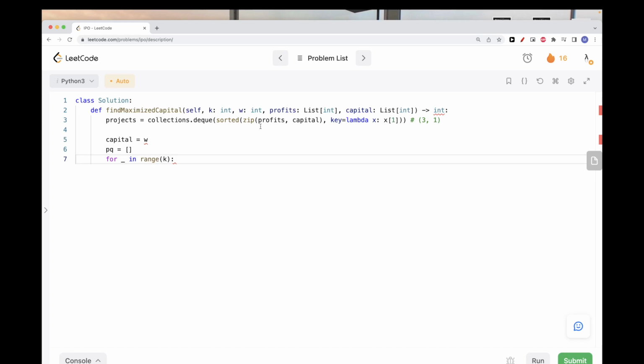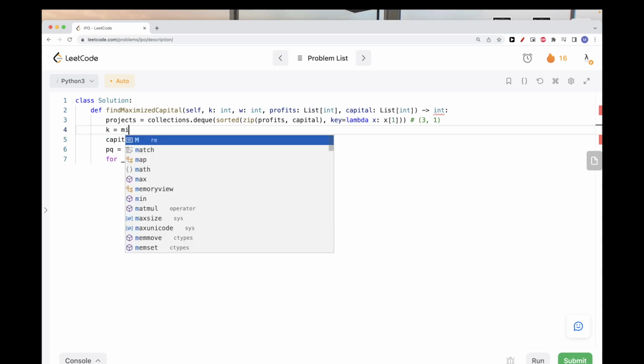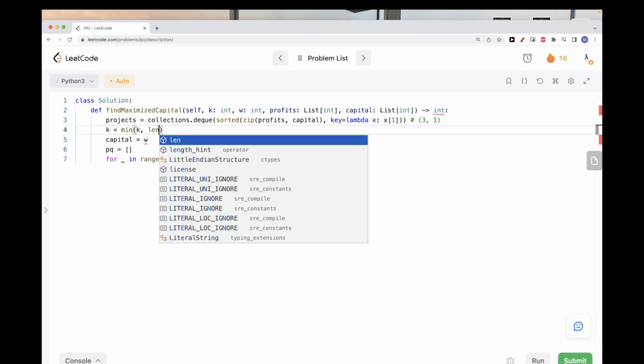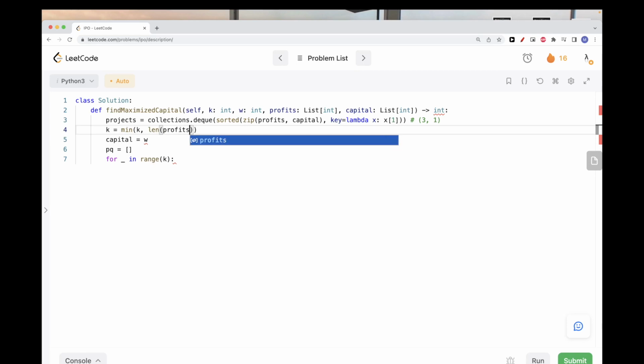The only caveat here is, what if K is bigger than the number of projects we have? Let's say K is 4 and the number of projects is 3. What do we want to do in that case? Well, we want to take only 3, because if there are no projects, we can't take them. The problem also says at most K. And so an easy way to solve that is just to say K is equal to the minimum of K and the number of projects, which is just the length of the profits. So that would solve for that case.